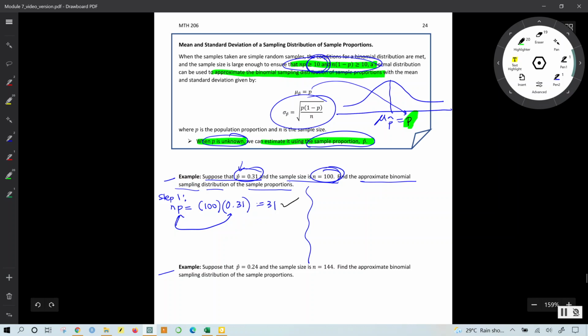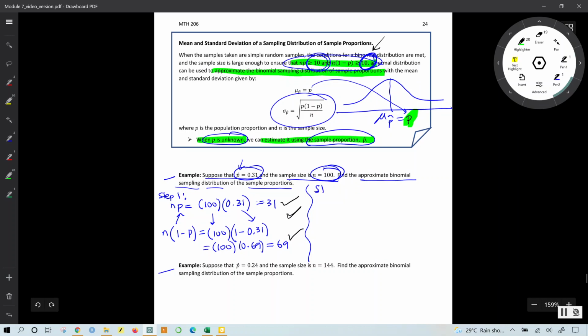So that checks out. Then we must also find what n times 1 minus p is. That will be 100 again, but this time 1 minus 0.31. This will be 100 times 0.69, and this is also 69. What do we find out? 69 is also greater than 10. Since these two conditions are met, that is good news for us.